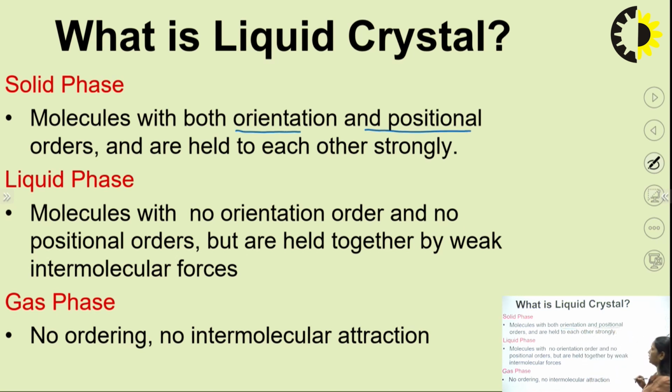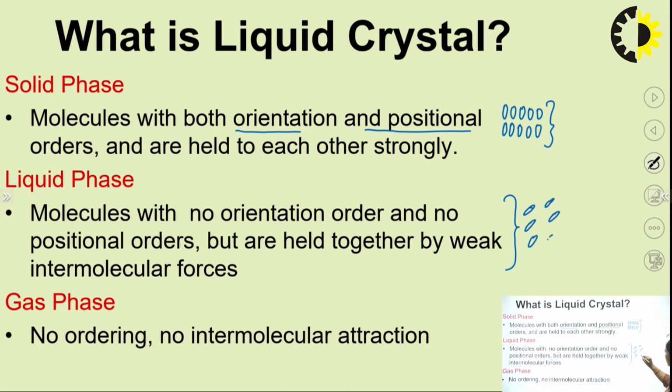Why does it have orientational order and positional order? Because molecules have very strong intermolecular forces. These strong intermolecular forces hold them together and form a strong bond between the molecules. Due to this, the molecules align themselves in a proper orientation and have a fixed position. The liquid phase is the state of matter which does not have any orientational or positional order. The molecules are randomly distributed.